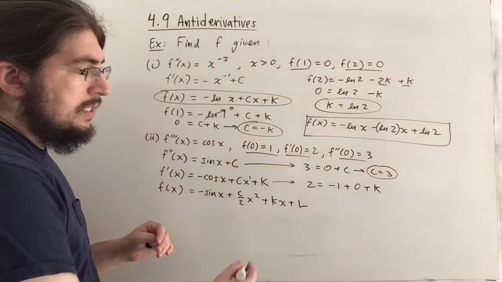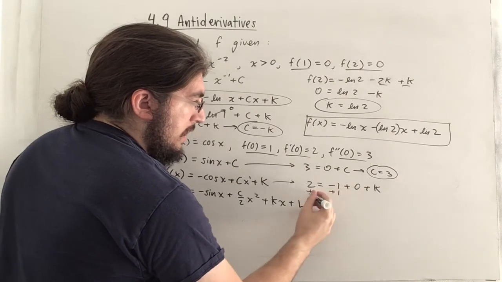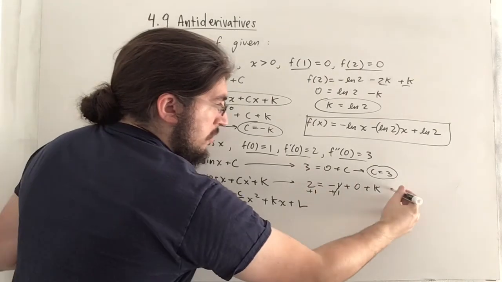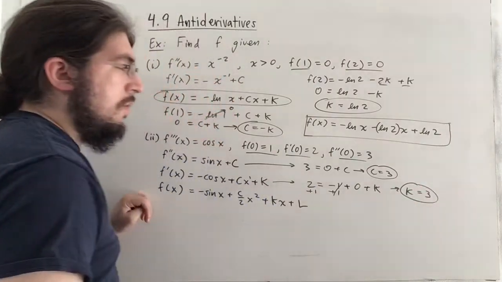And that means k must be 3, because if you add 1 to this side here, these cancel and you end up getting that k is equal to positive 3. So that hopefully is not too bad to follow either.